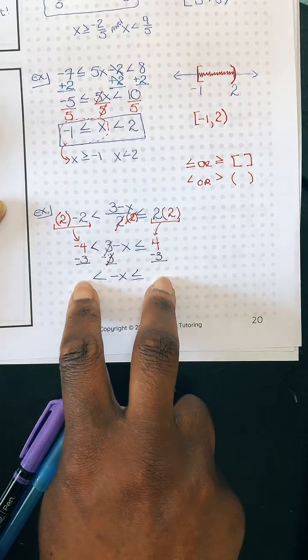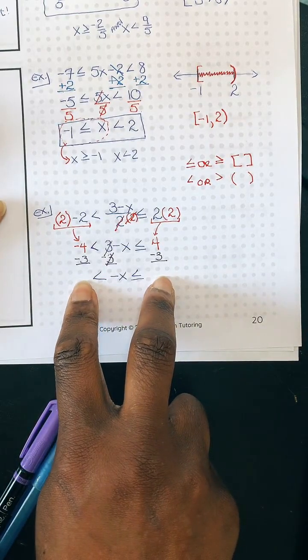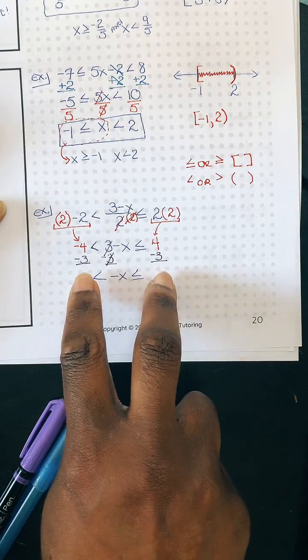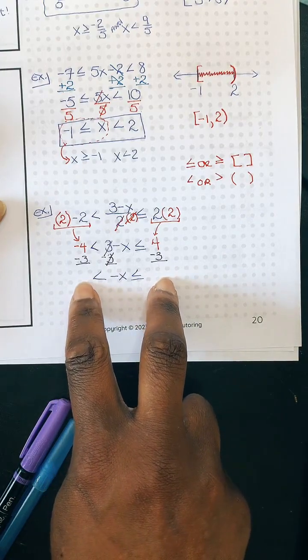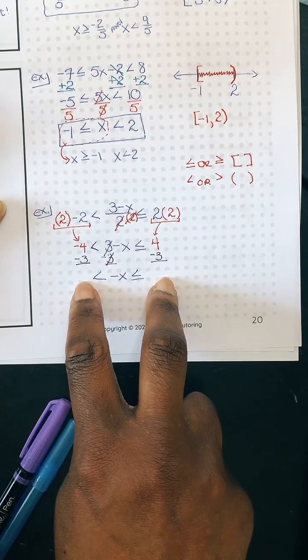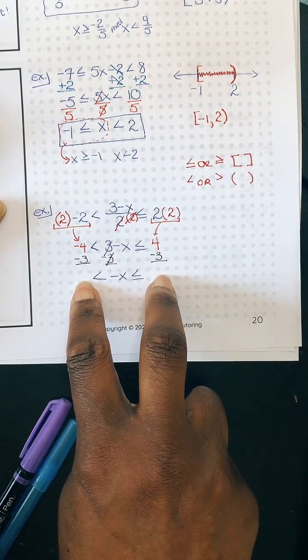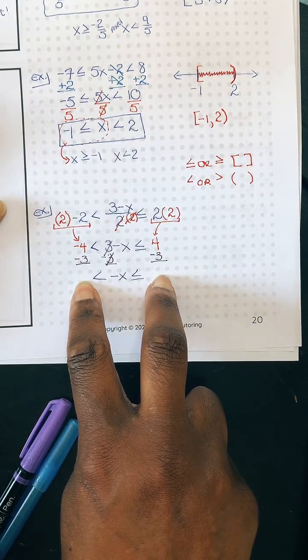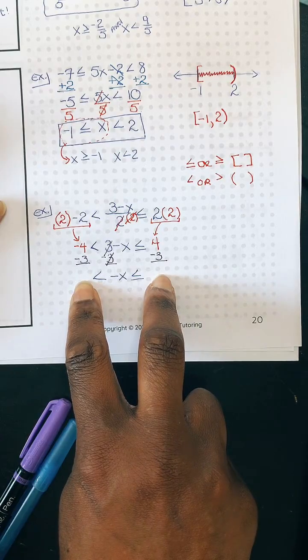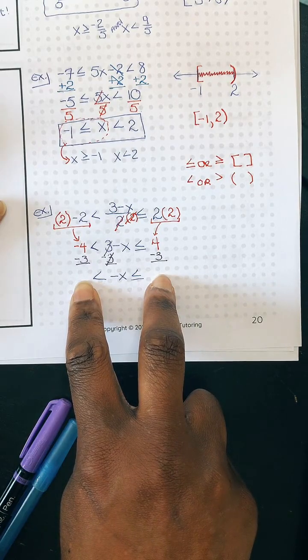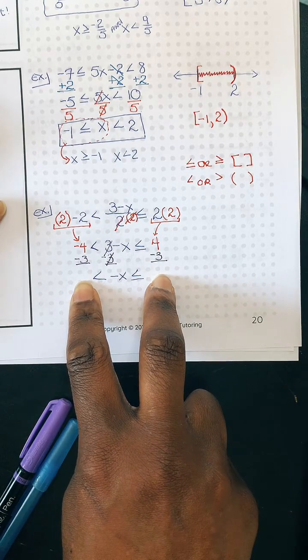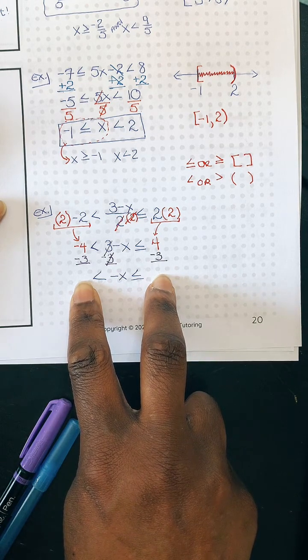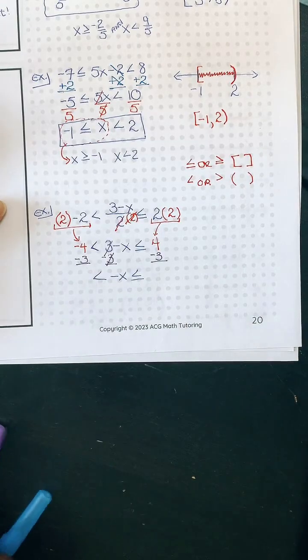But what do I get for my ends? The number on the left will be the first number. The number on the right will be the second number. Okay, so I got negative 7 and 1. Careful.